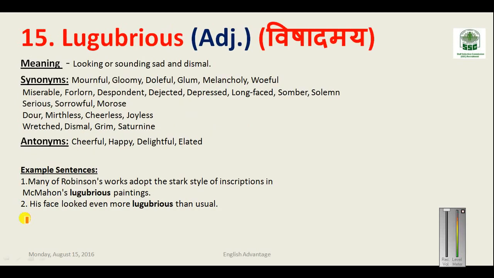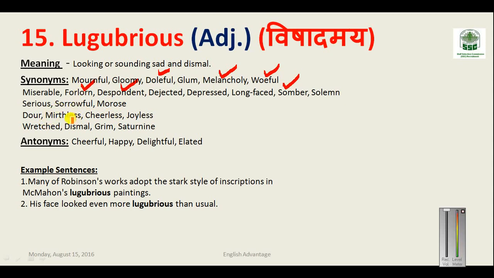Lugubrious means somebody who is very sad, very unhappy, very mournful, gloomy, and doleful, melancholy, woeful, somber, despondent. This is also a very common word. Despondent, this word is made from, I think, despair. And despair means pessimism. Okay. Forlorn. Forlorn means sad. Sorrowful. And this is also a very important word, mirthless.